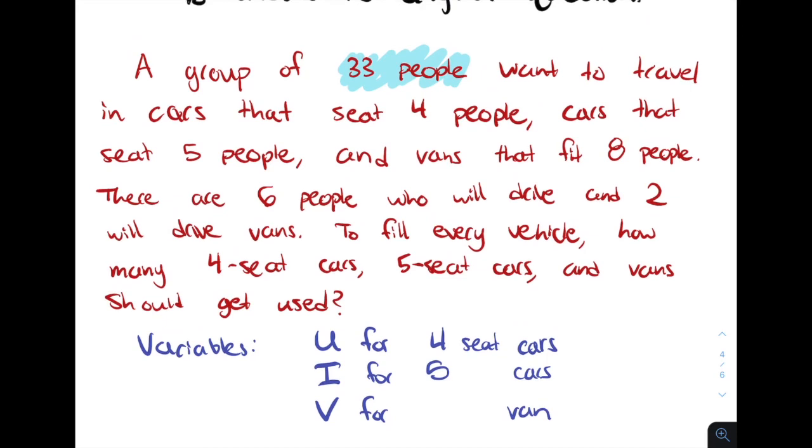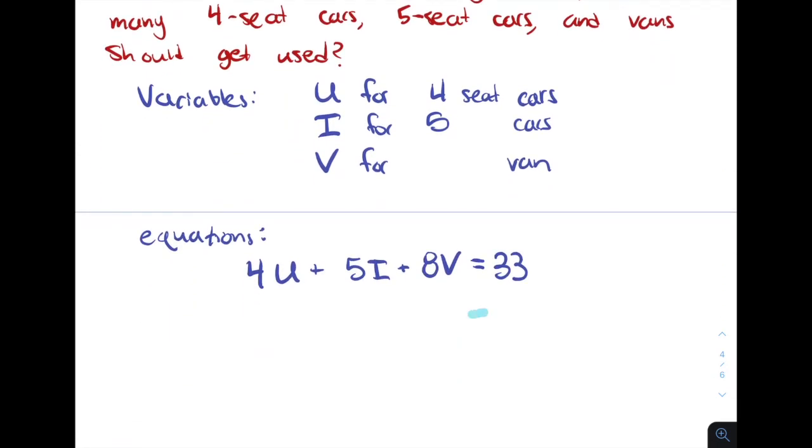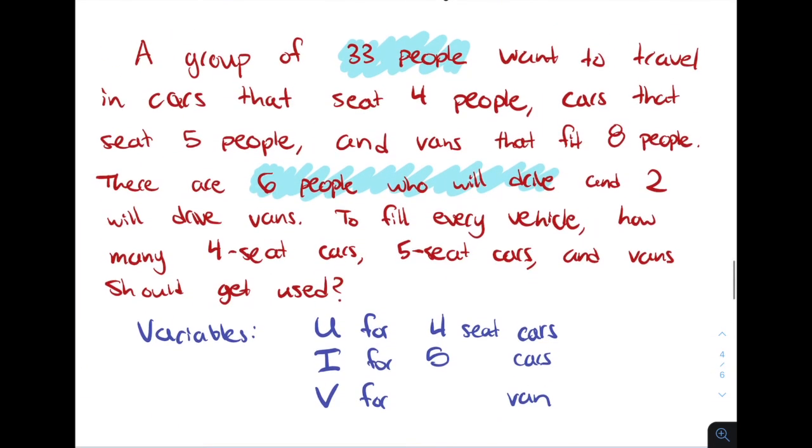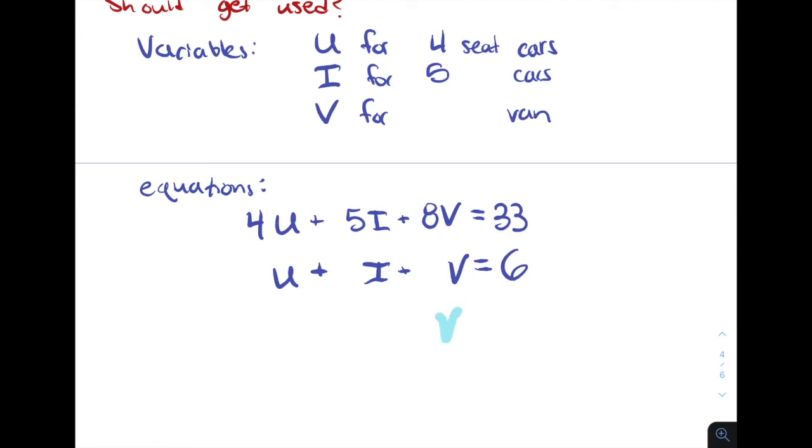Let's look back at what we know. We know that 6 people will drive. This tells us that our drivers equals 6. And since each vehicle only has one driver, we can also say that 6 vehicles will be used. Lastly, are there any other equations that can be found? We're told that 2 will drive vans. Well, this tells us exactly that V equals 2.